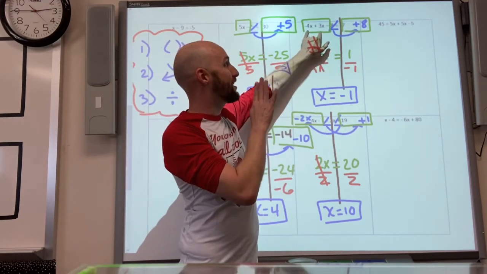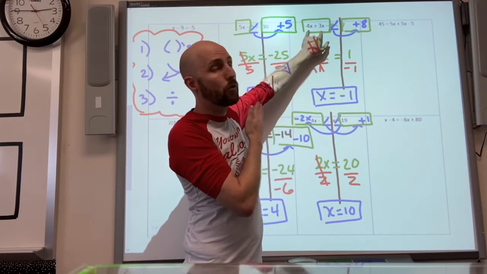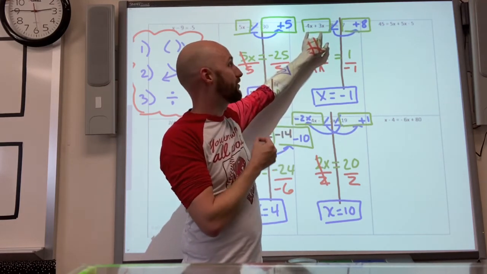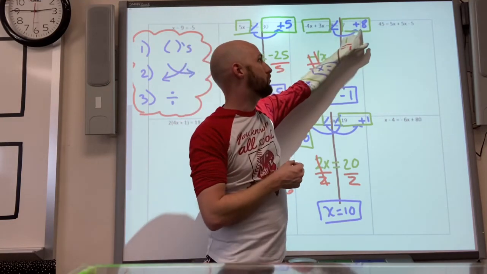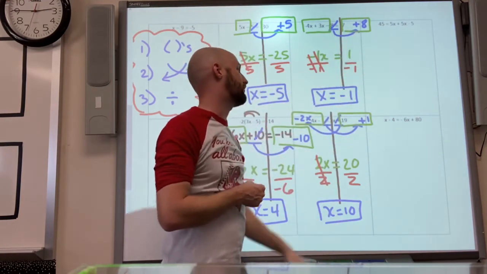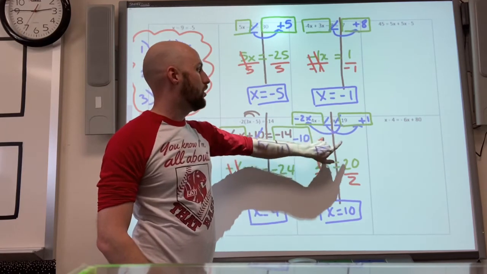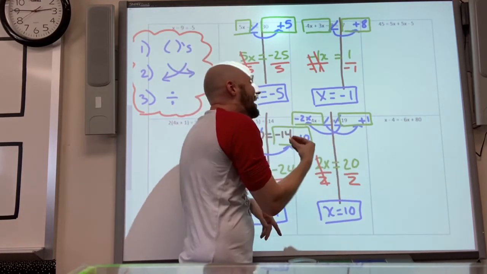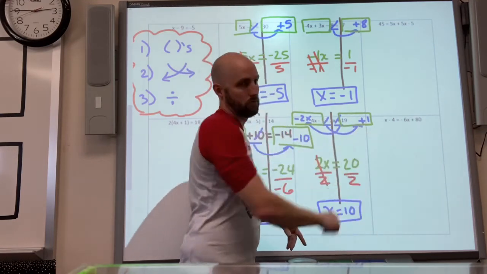Here, esos dos x's eran contentos porque ya están en su lado correcto. These two x's did not need to move. They were already happy on their side. But the 8 needed to move. Pero el número regular tenía que moverse. Whereas here, this x needs to move and the number needs to move.